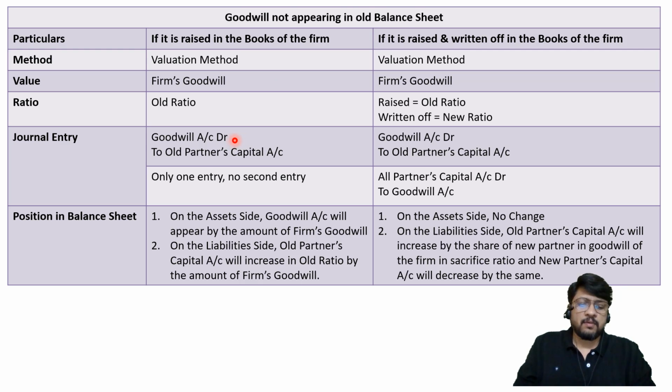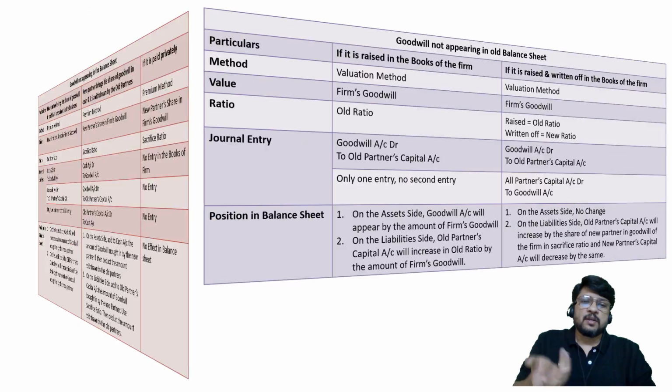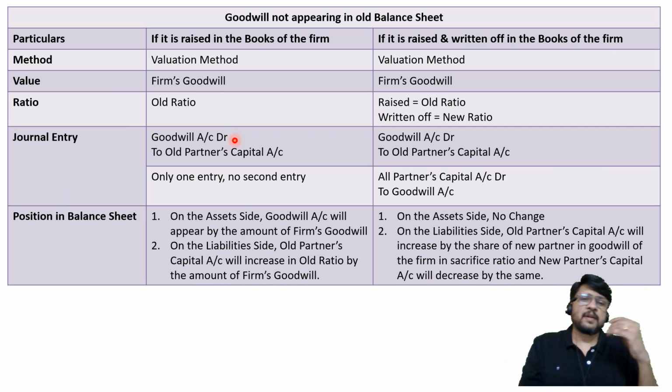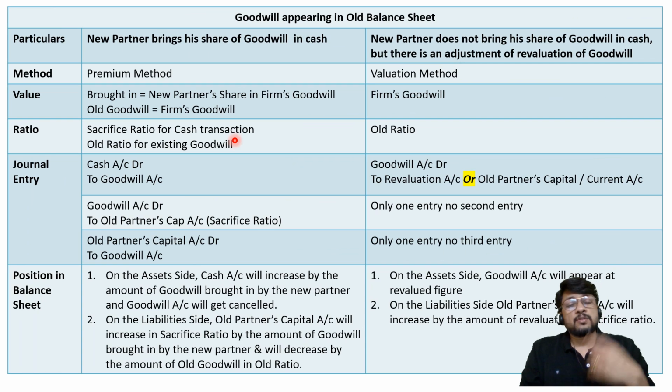Okay, so we have completed two different situations or two different parts. Goodwill not appearing in balance sheet is the main heading, in which either new partner is bringing his share of goodwill in cash, or new partner is not bringing his share of goodwill in cash, but it is either raised in the books of the firm or it is raised and written off in the books of the firm. And last case, goodwill is already appearing in the old balance sheet. Now the problem balance sheet is already having goodwill, plus the new partner is bringing his share of goodwill in cash.